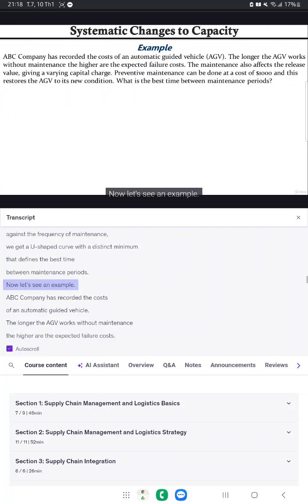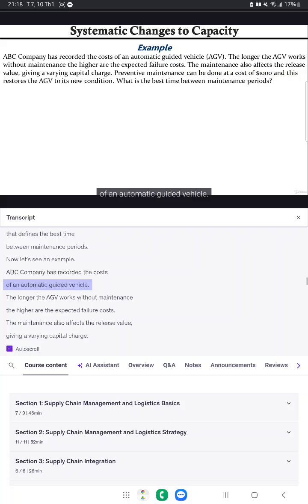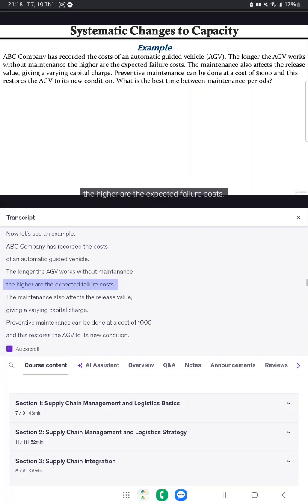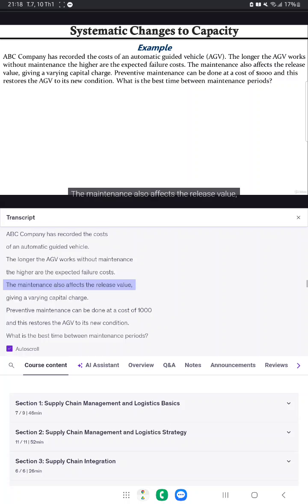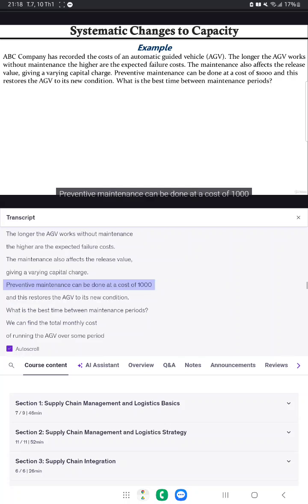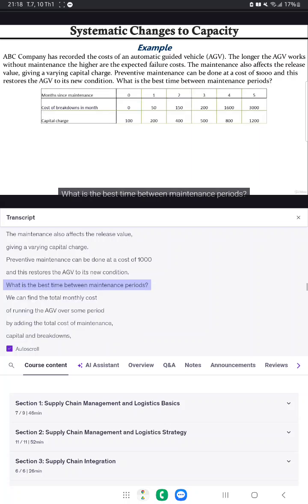Now let's see an example. ABC Company has recorded the cost of an automatic guided vehicle. The longer the AGV works without maintenance, the higher are the expected failure costs. The maintenance also affects the release value, giving a varying capital charge. Preventive maintenance can be done at a cost of 1,000, and this restores the AGV to its new condition. What is the best time between maintenance periods?